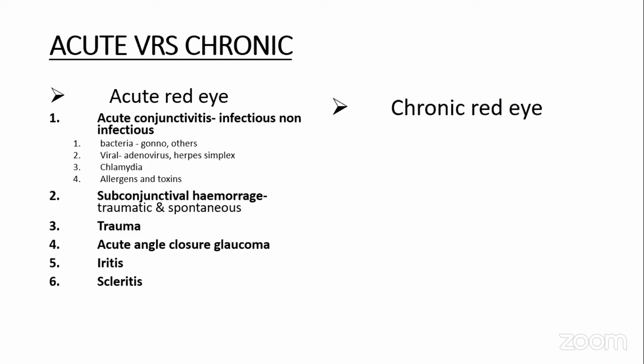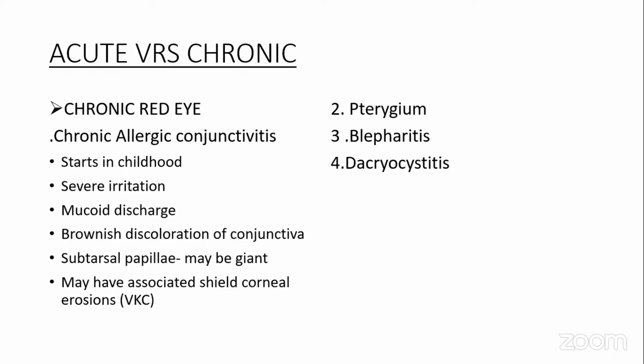Angle closure glaucoma, acute redness, sudden onset under 7 days. Acute angle closure glaucoma does that. Iritis and scleritis can't do that. Then the chronic ones, that means long-standing, the person will have red eye, it will go, it will come back, it will come back. Commonly it is the chronic allergic conjunctivitis.